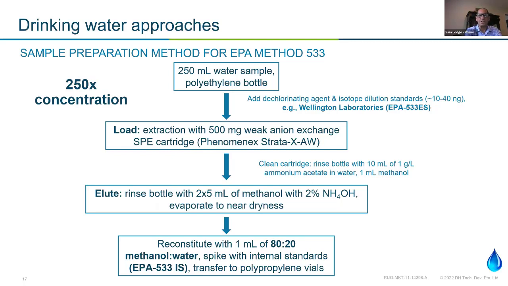What is not listed here is the conditioning step, which uses a buffer, a salt, to activate the ion exchange sites. So it's a little more complicated. There's a few more steps than you have in the reverse phase extraction that you saw for 537. You also have an elution with a 2% sodium hydroxide in methanol. So that disrupts the ion exchange interaction between these acids, the sulfonates and the carboxylates, with the ion exchange sites. And then the final volume or the final solvent is 80-20 methanol, which again is better for most of your peak shapes.